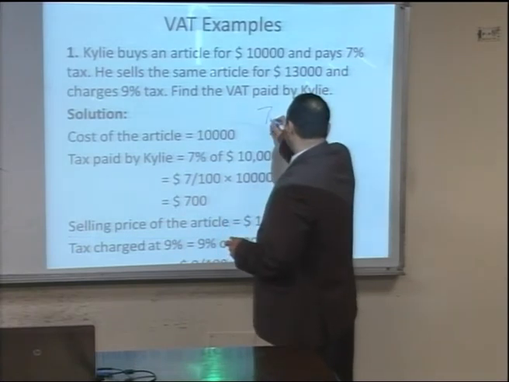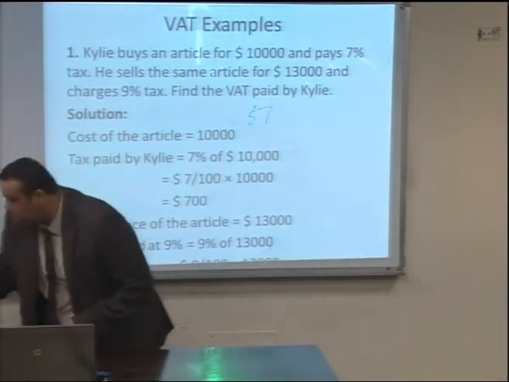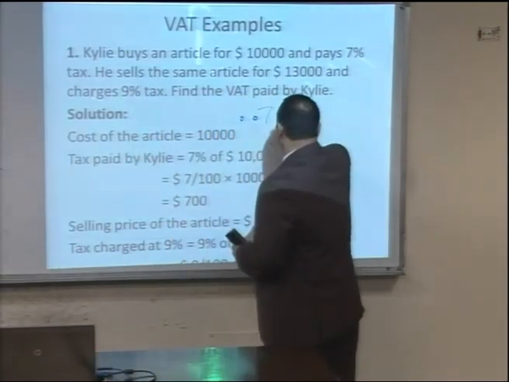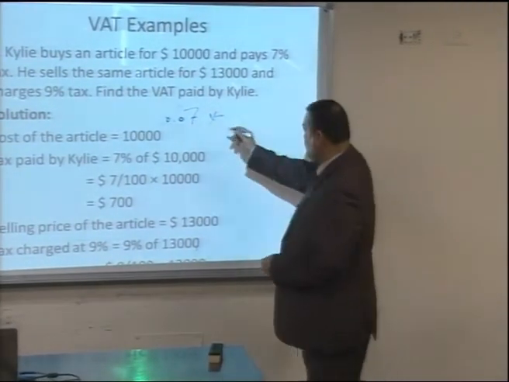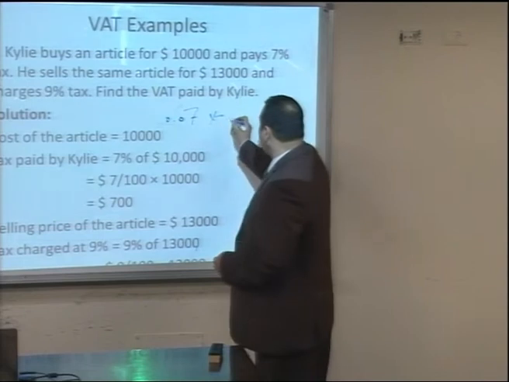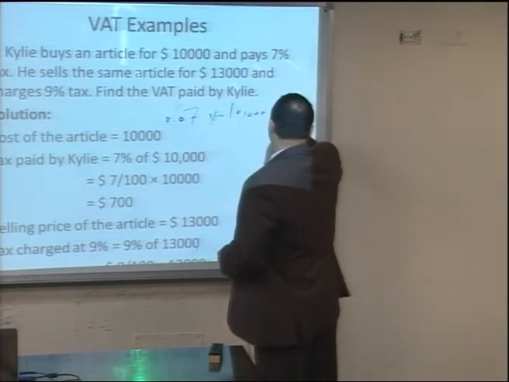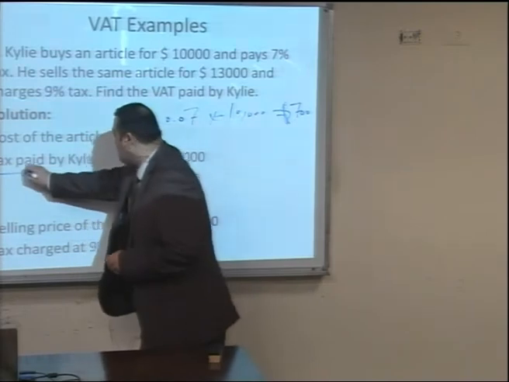7% times the purchasing price, 10,000, equals how much? $700. This is the tax paid by Kelly.